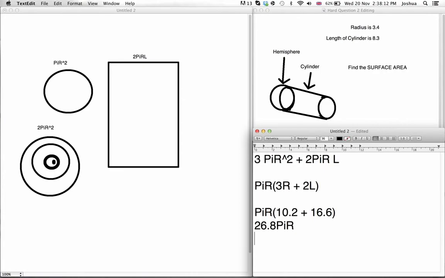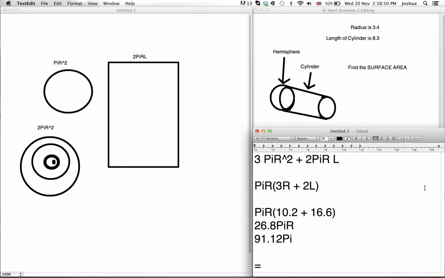Just check my work. 3 times 3.4. Yep. 2 times 8.3. Yep. Plus 10.2. Yep. Times by 3.4, guys. So you get 91.12 pi. And that cancels down to give you your final answer.